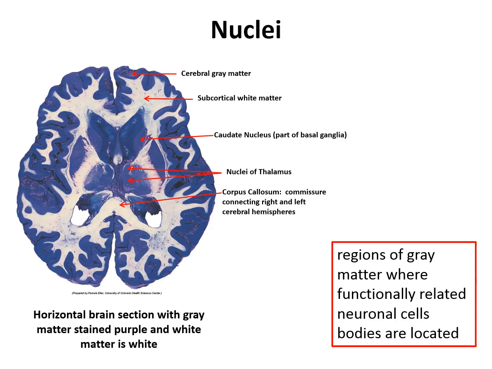We can also see a number of deep structures that are gray matter, and these are deep nuclei. This one is the caudate nucleus, which is part of the basal ganglia. We can also see the thalamus, a couple of nuclei within the thalamus. And we can see the corpus callosum, a commissure between the left and right hemisphere, and it extends all the way at different cuts. We would see it at other levels.